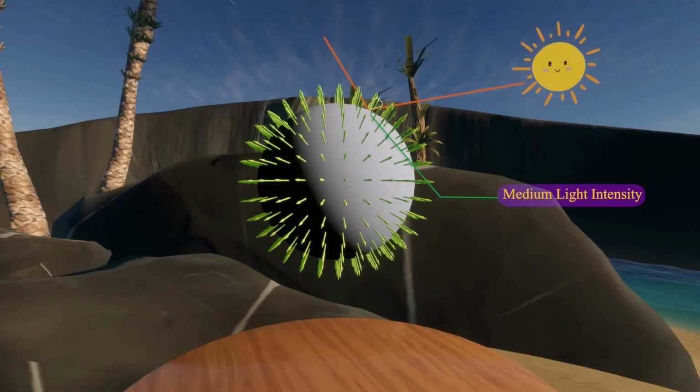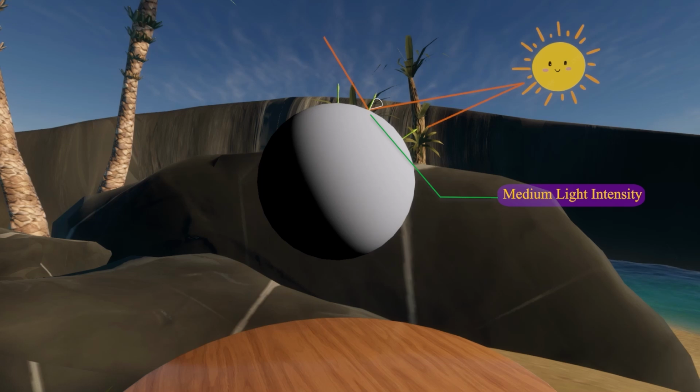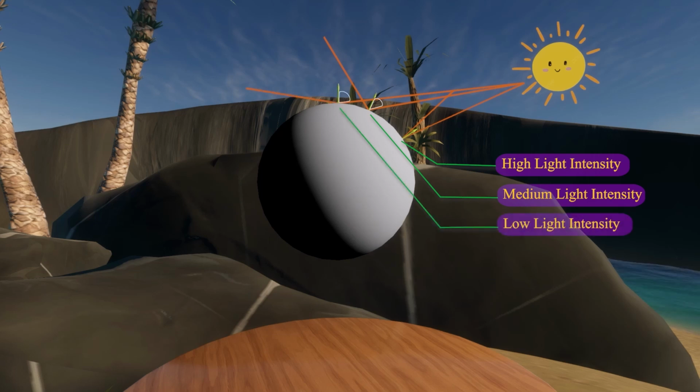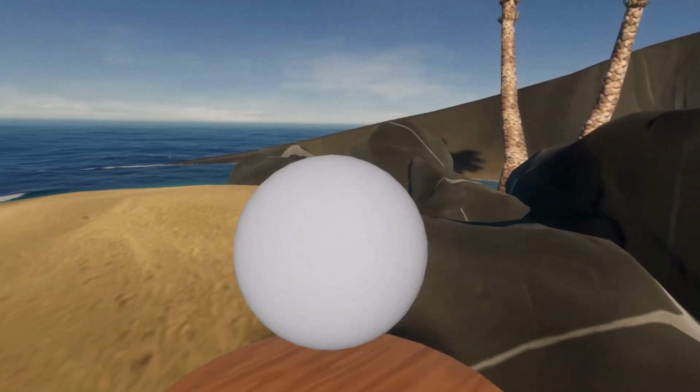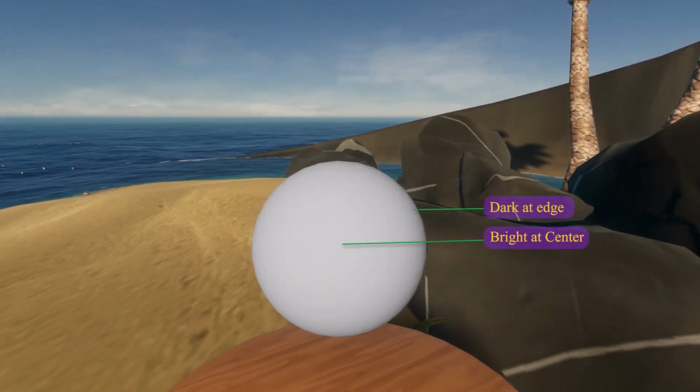When the angle is zero, meaning the vectors are parallel, the reflected light has the strongest intensity. However, as the angle increases, the intensity decreases gradually, reaching zero at a 90-degree angle. The surface of the object appears brighter at its center and darker at its edges. This is also called the diffuse lighting model. This is the reason we are able to see the surface clearer at a shorter viewing angle.